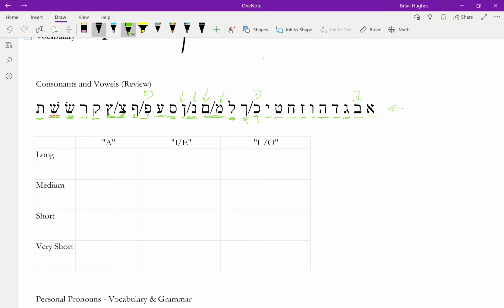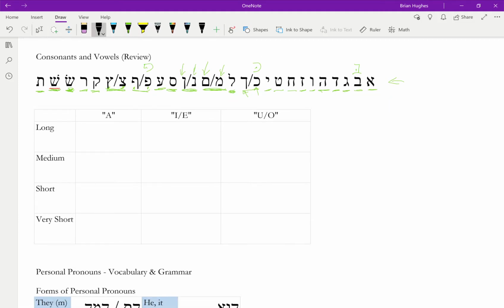Okay, and then just to review our vowels, we classified them by sound and by length. So our A-class vowels, long is the kametz hey, medium is the kametz, short is the patak, very short is the chatef patak. And again, you have a consonant here, so let's just choose a random samek. Our I-class vowels, the long is the hirek yod. The medium is the tzere, that makes that A sound.